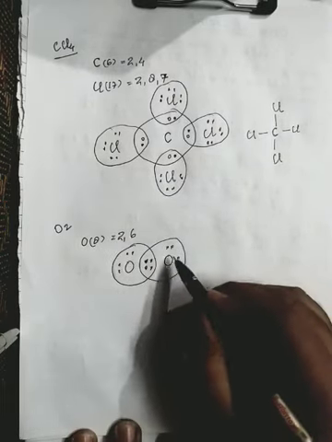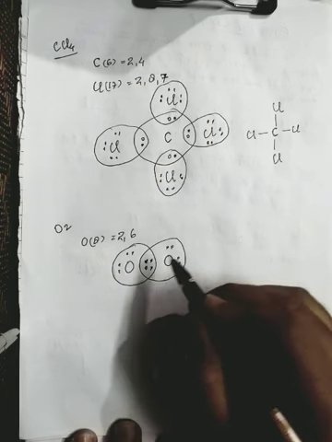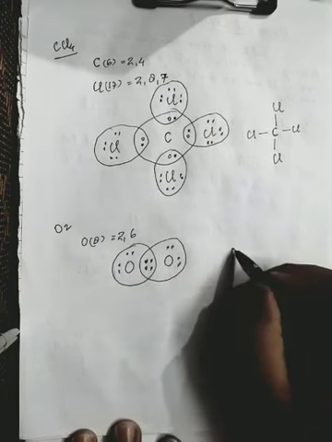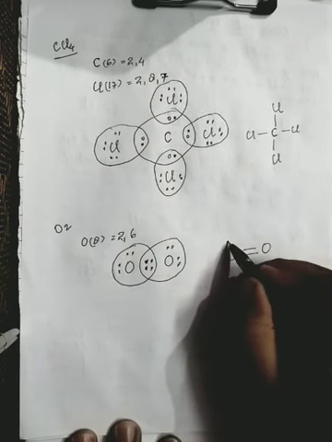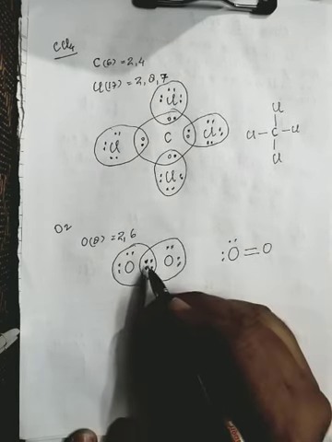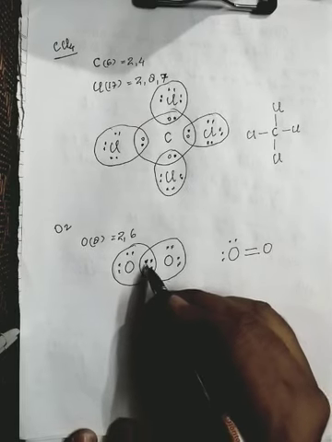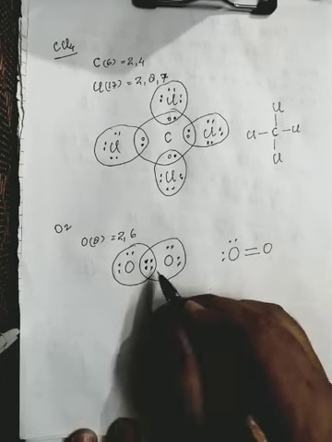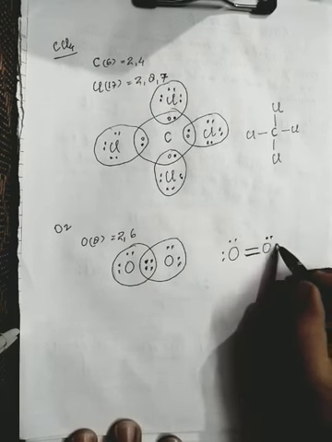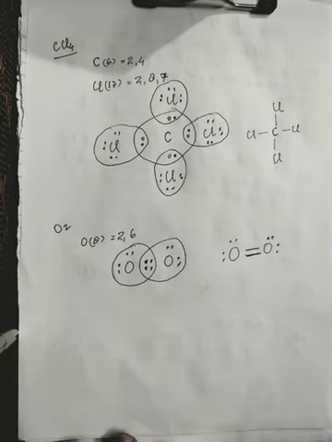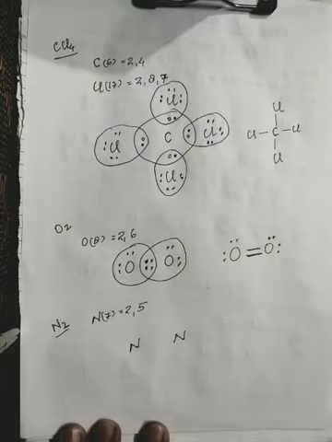Now how many lone pairs with this oxygen? 2 lone pairs with this oxygen, 2 lone pairs with this oxygen. Now how will you write? O double bond O with 2 lone pairs each. So there are 2 shared pairs of electrons, 1 shared pair, another shared pair. So 2 bonds will be formed. That is called a double bond. So oxygen has what bond? A double bond between oxygen and oxygen atom.